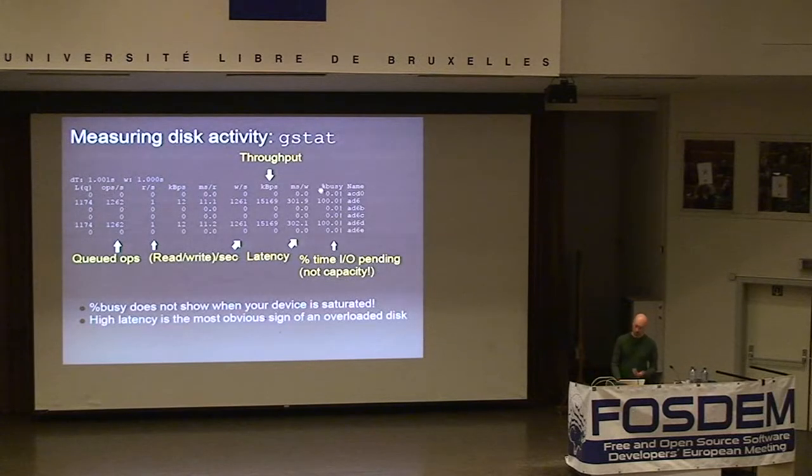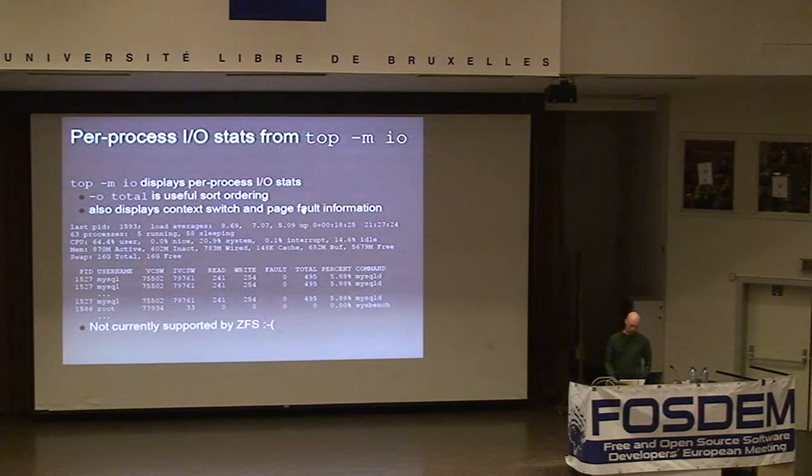And so percent busy only tells you what percentage of the time the disk was doing something. It doesn't tell you how hard it's working. This is a very common misconception when people look at GSTAT. They think my disk is 100% busy, whereas actually it may be able to do a lot more work by queuing up operations. So the latency is the key thing to look at there.